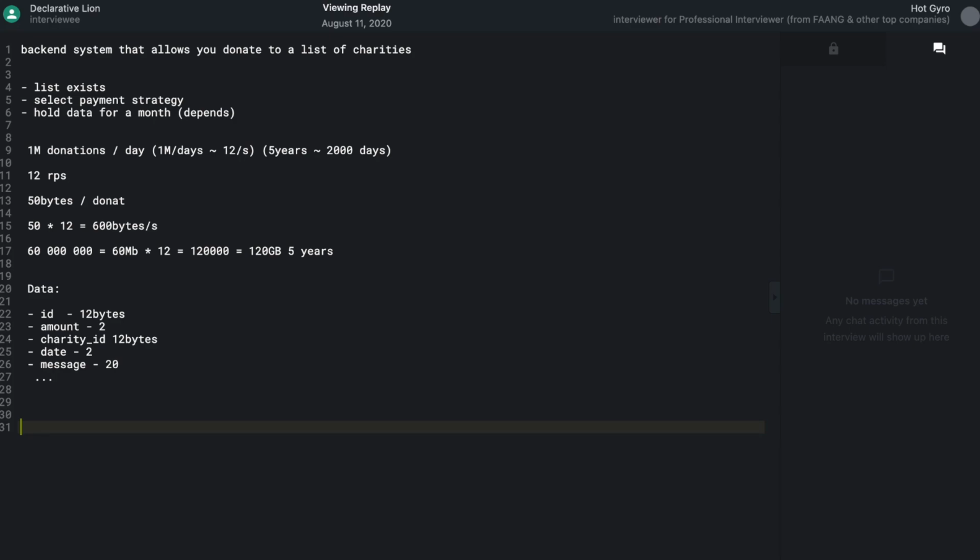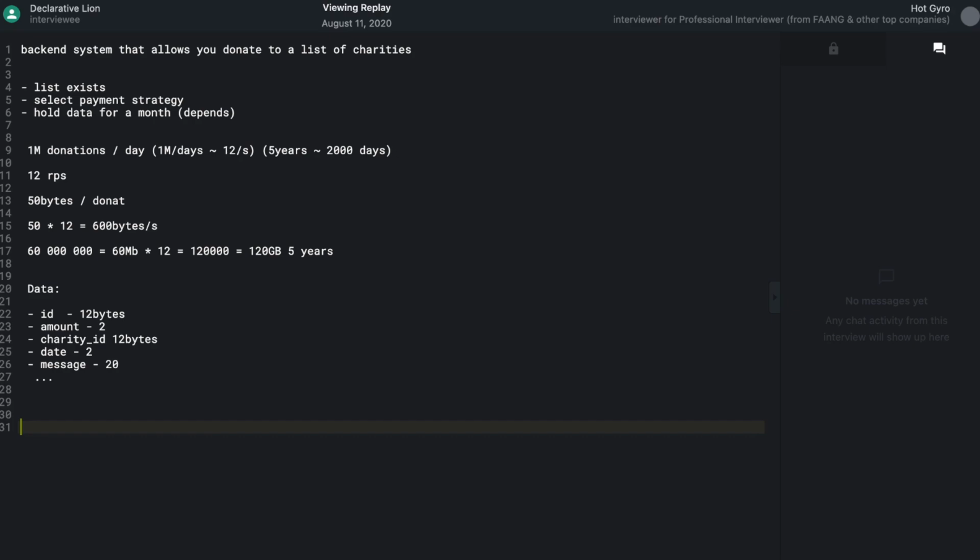But if some donation service is more popular than others, we would have hotspots on some servers. So probably it's better to do it on user ID. We would generate them ourselves, so they would be randomly generated, and it should be pretty evenly distributed amongst all of our shards. Yeah, I would do shards based on user ID.